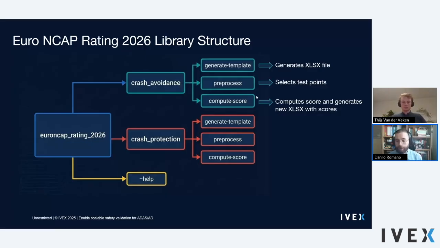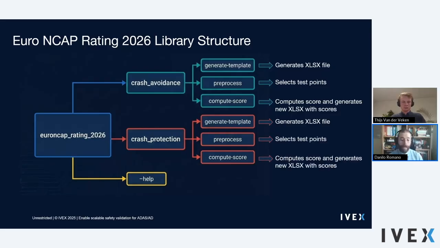For crash protection, we decided to keep the same interface. So if we go to the red path here, center of the slide, we can see that we have the same commands: generate template, pre-process, and compute score. The meaning, the effect of executing these commands is exactly the same. Generate template generates an Excel file, pre-process selects test points, and compute score generates a new Excel file with a report.